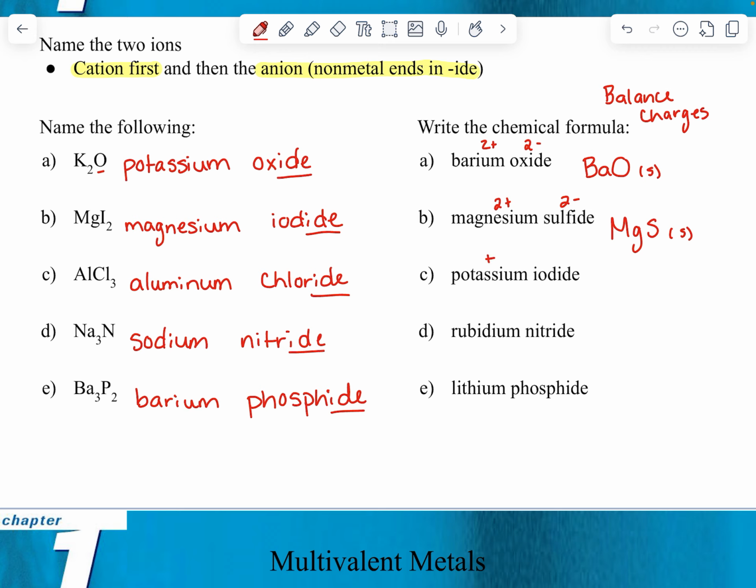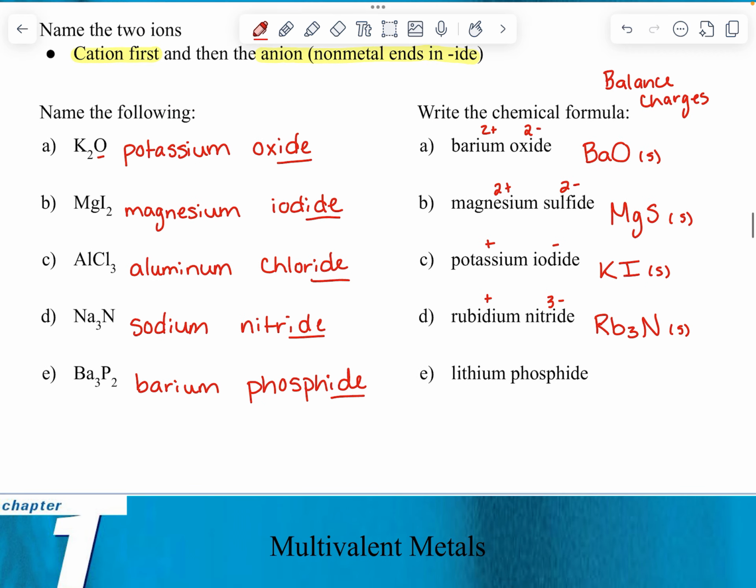Potassium is a positive, iodine is a negative, they're already balanced. So it would be KI, solid. Rubidium is a +1. Nitride is a 3-. So I'm going to need 3 rubidiums and 1 nitrogen. And the last one, lithium, is a +1. Phosphide is a 3-. So again, we'll need 3 lithiums. So Li3P, solid.